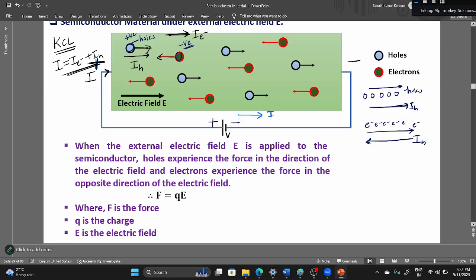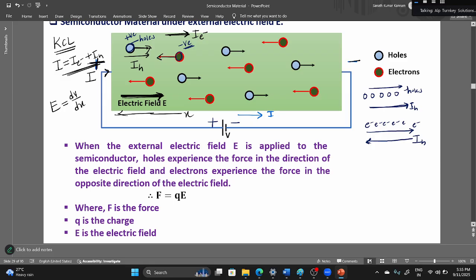Okay, you are applying some electric field. The electric field is from where to where? Positive to negative. Normally electric field is nothing but dV by dx, the applied voltage with respect to distance. The electric field is applied from positive to negative.